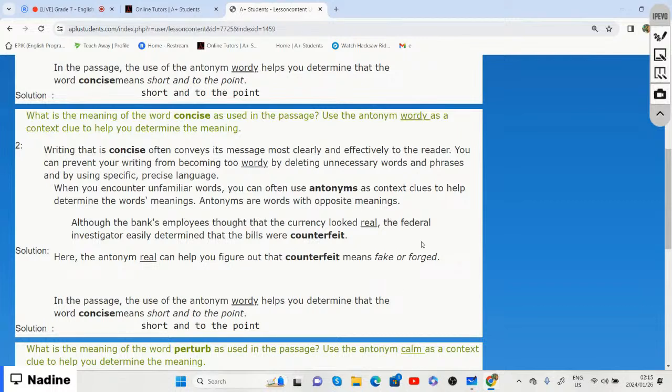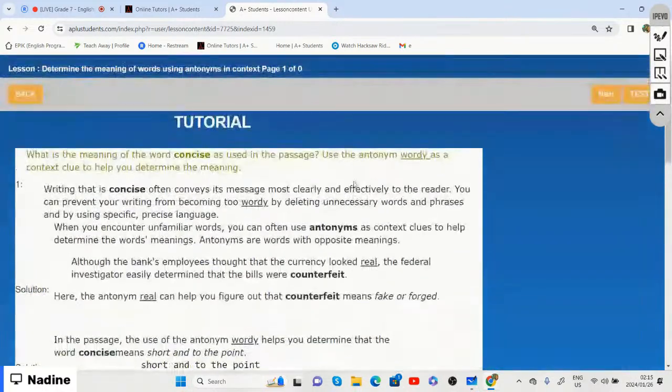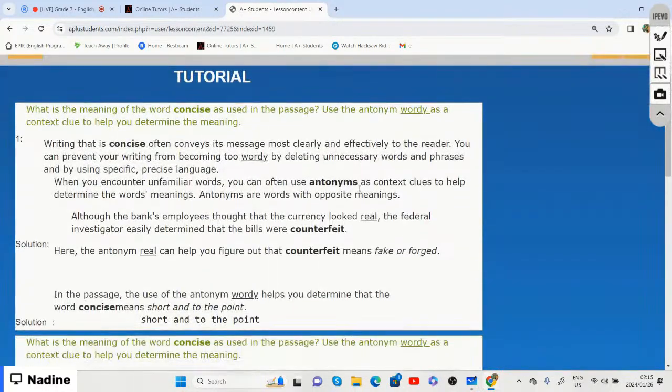All right. So when it comes to context clues, we also need to ask ourselves what the meaning of certain words within a passage is. If we don't understand a word, we can try to find words to help determine its meaning. And we can start with antonyms, which are words with opposite meaning.